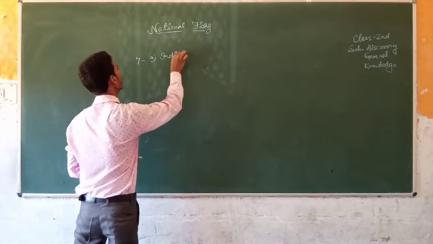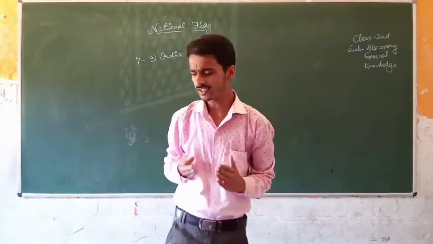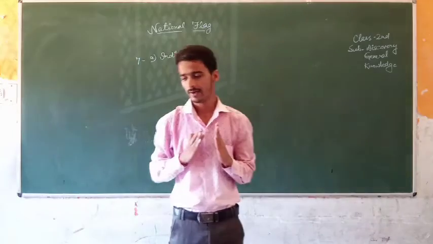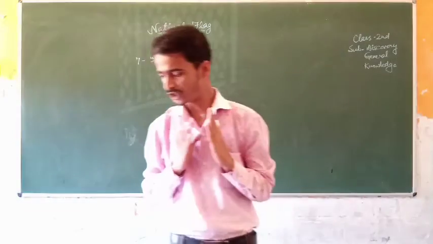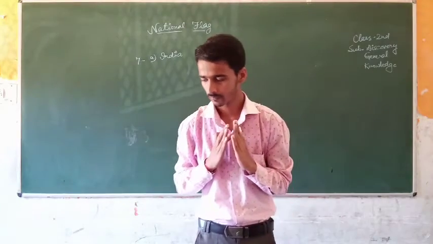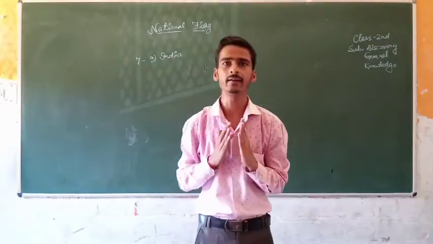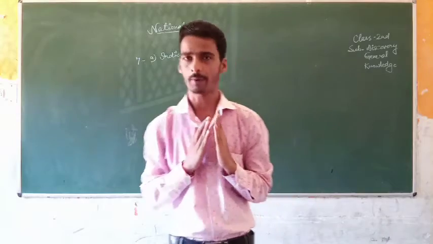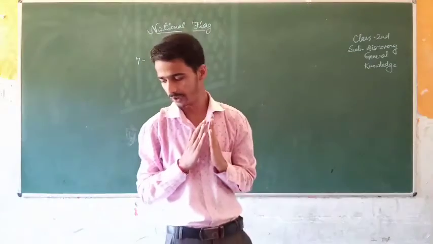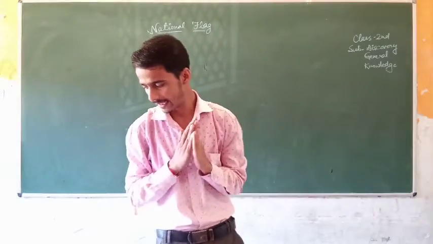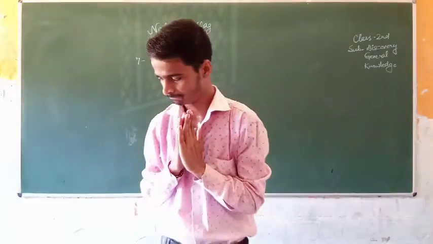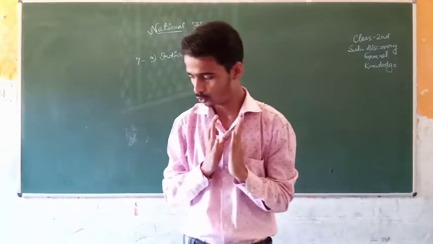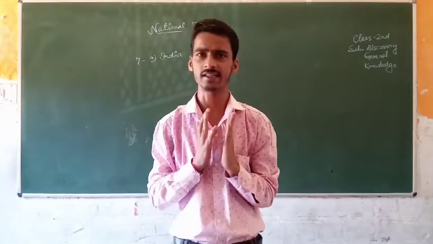What is India's flag? The national flag of India is a horizontal tricolor of deep saffron at the top, white in the middle and dark green at the bottom, in equal proportion. The ratio of the width of the flag to its length is 2 to 3. In the center of the white band is a navy blue chakra.